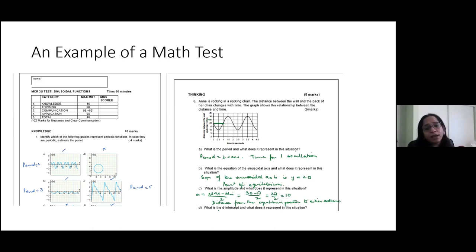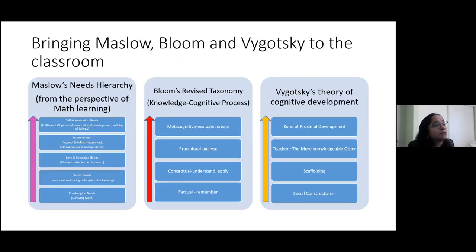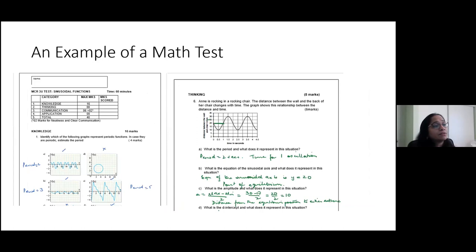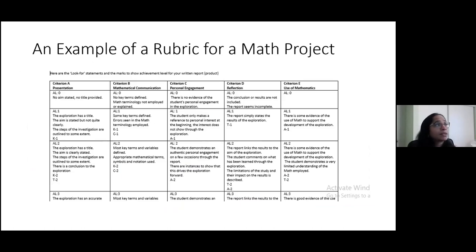Now, if you look at Bloom's taxonomy, the conceptual, understand, apply, procedural, all these components are kind of taken care of in the math test. But if you want to go to the metacognitive, where you want to evaluate and create, that's where I thought the visible thinking routines would come in handy. And for that, the students will have to do a math project generally.